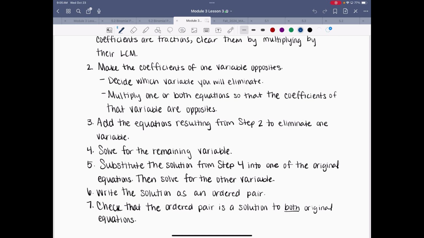Step 4. Substitute the solution from step 3 into either of the original equations to solve for the other variable. Step 5. Write the solution as an ordered pair, (x, y), just like in the substitution method. Step 6. Check the solution by substituting the values of x and y into both of the original equations to ensure they work for both.